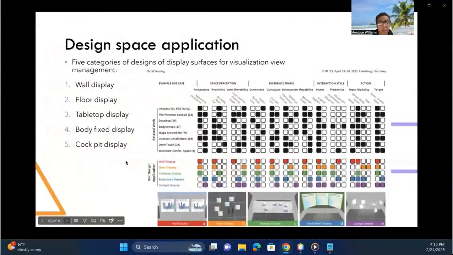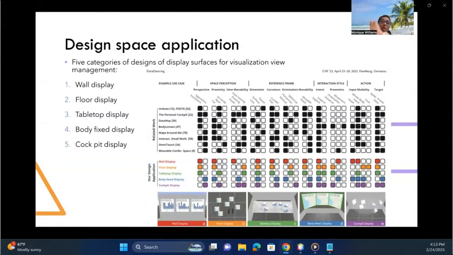And so with that information, they were able to break that down, also combining that with previous work and literature that they've researched. And they were able to create a rough draft of the design space. And so their design space for the experiment consisted of 5 categories. Wall display, which is red, floor display, which is orange, tabletop display, which is green, body fixed display, which is blue, and cockpit display, which is purple.